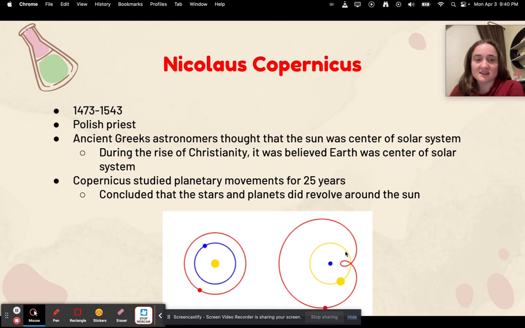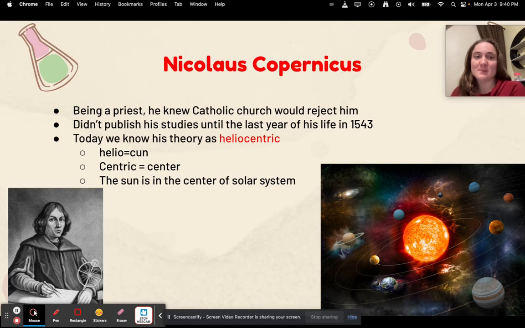So Copernicus studied planetary movements for 25 years, and he concluded that the stars and planets did indeed revolve around the sun. Being a priest, he knew that these ideas were super against the Catholic Church. So he actually hid them for many, many years. He didn't publish his studies until the last year of his life in 1543, just so he wouldn't get in trouble with the church because he was a priest. I mean, you can't really get in trouble with your boss.